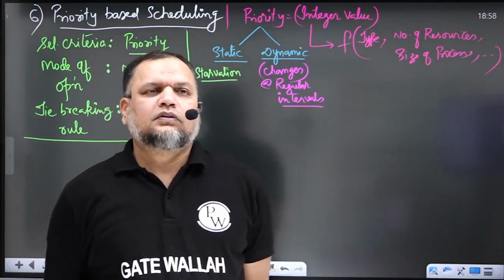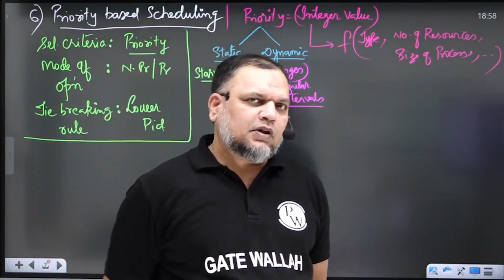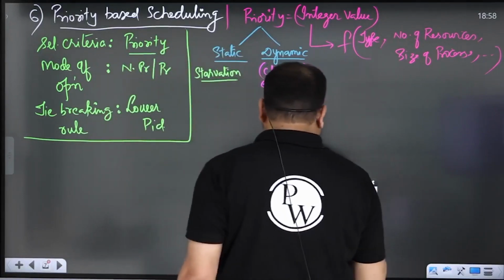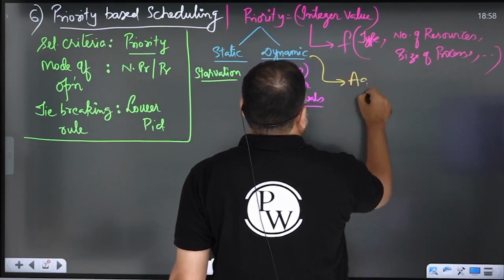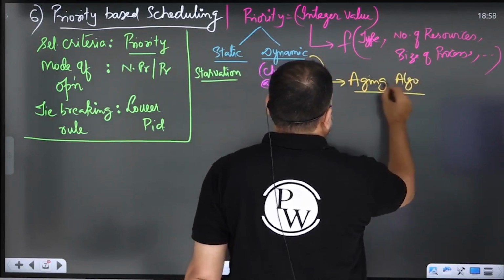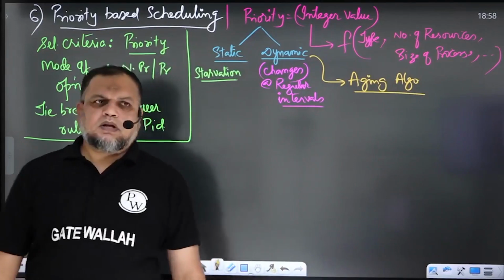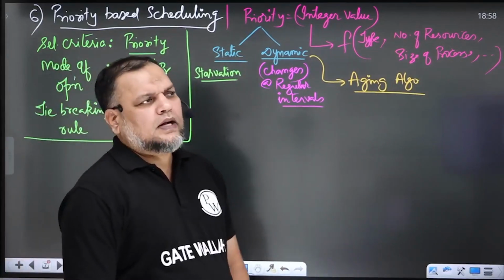That is dynamic priority, because we are changing the priority, we are increasing the priority of the process. That is why this dynamic priority, where we are increasing the priority, is also sometimes called the aging algorithm. I'll work out the questions for both static and dynamic so that you can have some clarity of understanding.